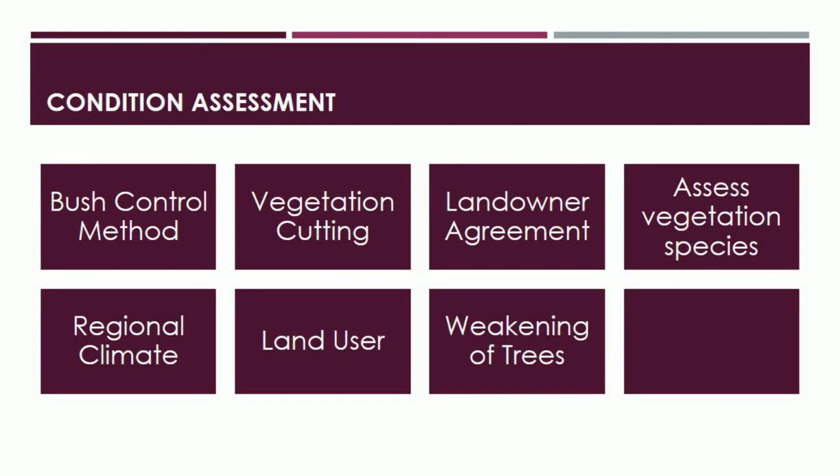The distribution right-of-way condition is actually determined not just by the time since the last clearing of the trees or bush, but also by the following factors as shown in front of you, which are, first of all, the bush control method employed, such as mechanical, manual, herbicide, or a mixture of all three, the cutting and management of trees and shrubs, the landowner's agreements, the tree vegetation species that are surrounding the right-of-way, the climate and the growing conditions in the area, so we're talking about geographically.